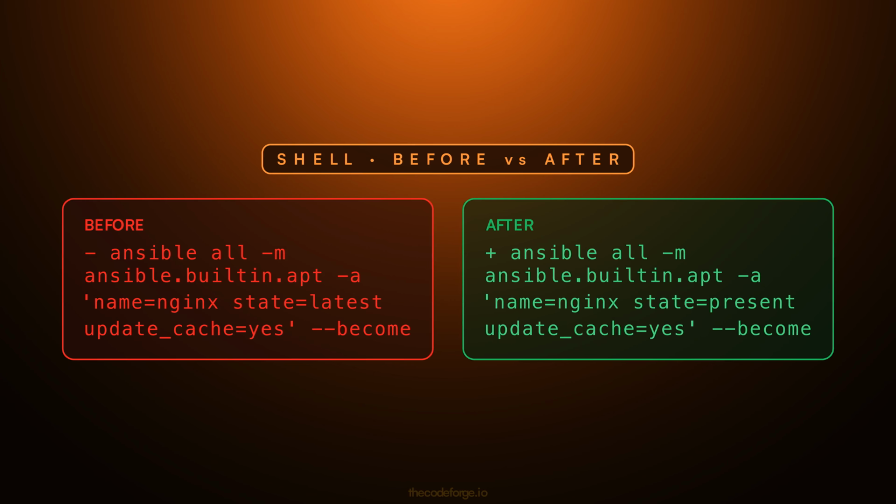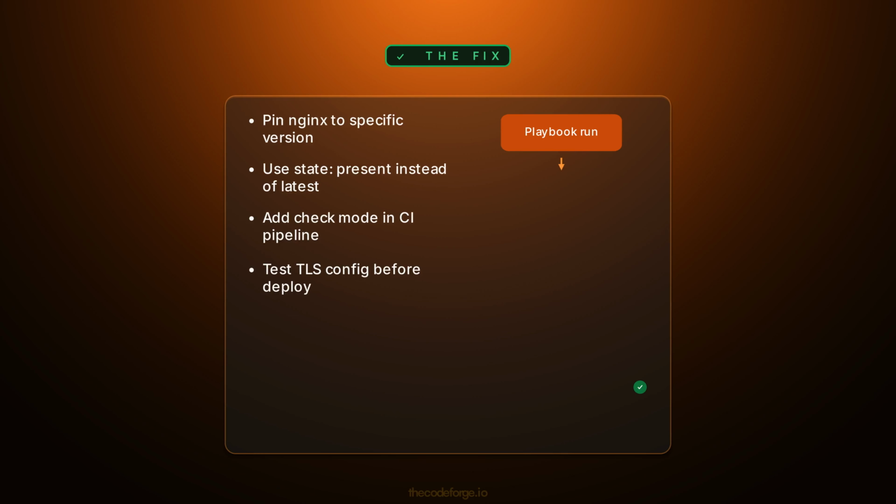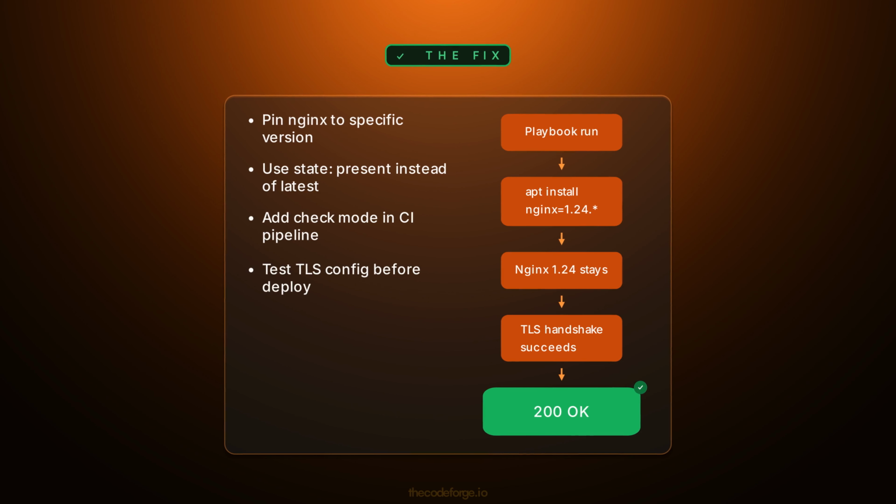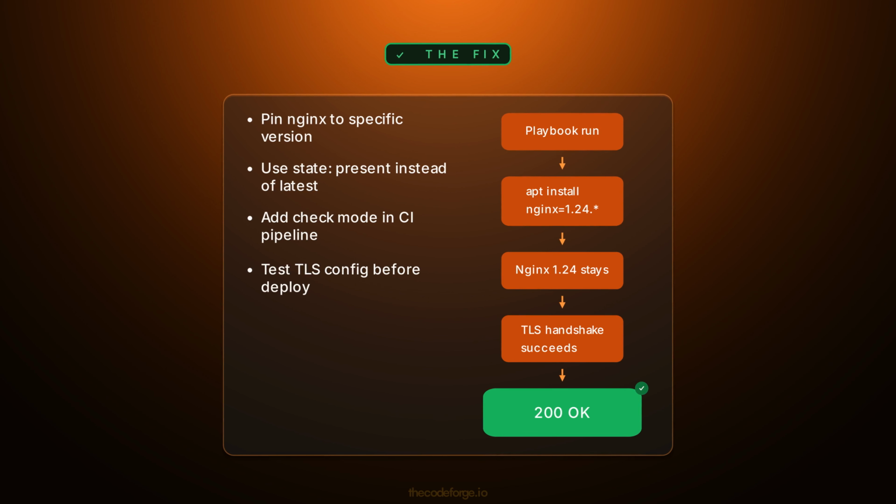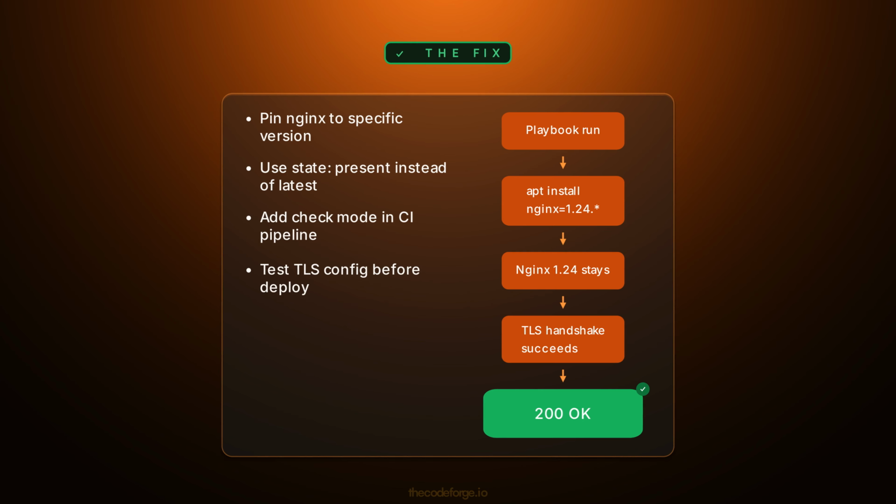Using state: latest in the apt module causes Ansible to install whatever version the package mirror serves, silently upgrading Nginx and changing TLS ciphers. The fix was to pin the Nginx version to 1.24, using state: present instead of latest. This ensures the package never upgrades unexpectedly. Additionally, a check diff step in the CI pipeline would have caught the version change before it hit production. Always pin production dependencies to a specific version.